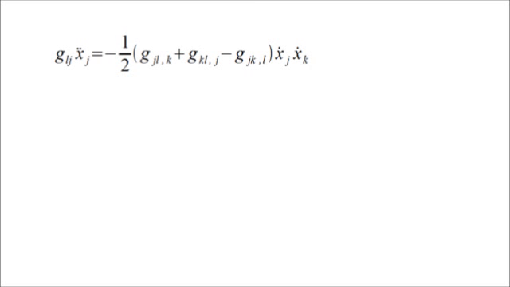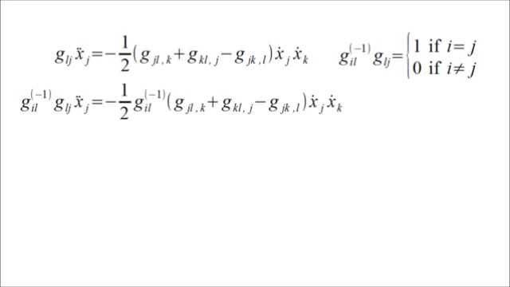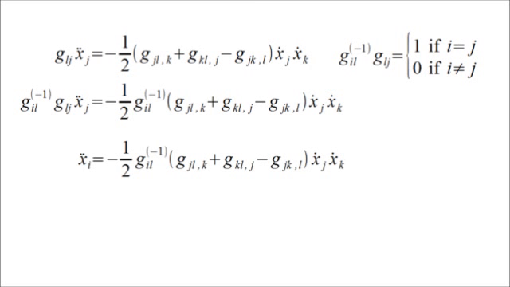Now we're not quite done yet because over on the left, what we actually have is g sub lj x double dot sub j. That's a sum of a bunch of terms. We want to solve for just one of the x double dots. So one more step, matrices have things called inverses. When you multiply them together, you basically get 1. So we multiply by the inverse of that g sub lj, and we end up with the desired result, x double dot sub i.